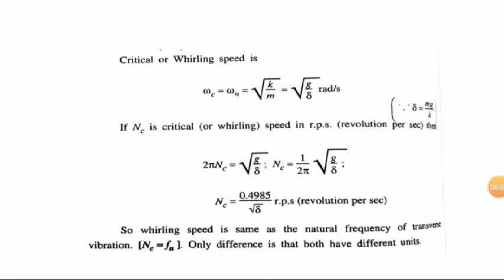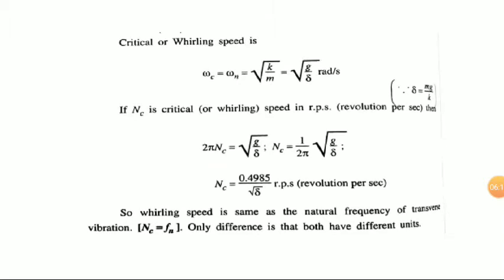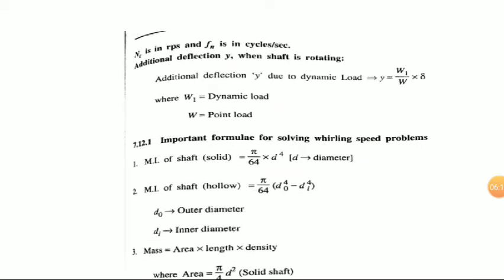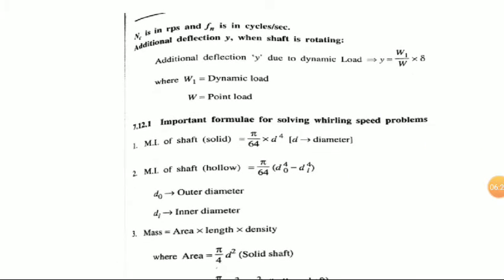This is in rps. So here you can see both whirling speed and natural frequency are the same, but the only difference is that both have different units. nc is in rps and fn is in cycles per second. And this is one more equation: additional deflection y due to dynamic load, y equal to w1 by w times delta, where w1 is the dynamic load and w the point load. This equation you don't need to remember, we can do this in the problem.